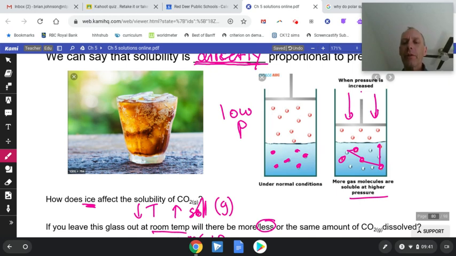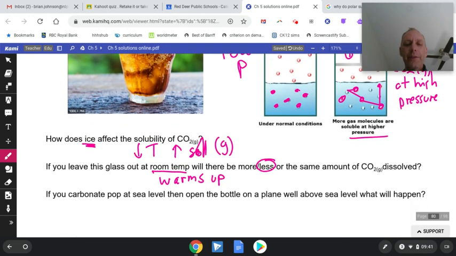So how does this work with a can of pop? Well, when they put the carbon dioxide gas into the pop, it's put in at high pressure. So when they can it, they put it under high pressure. When you open the pop, you are lowering the pressure. You're letting the gas out, and it will leave because it's lower pressure. So let's see if you can answer this question.